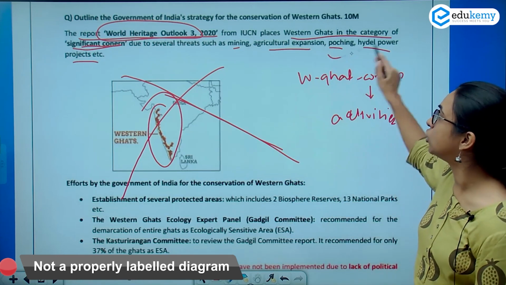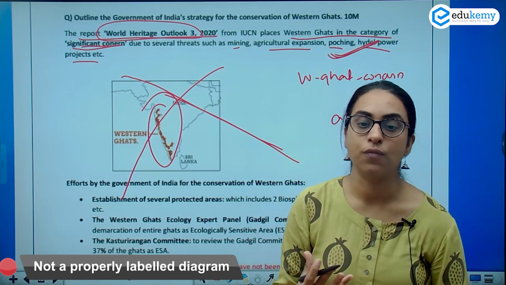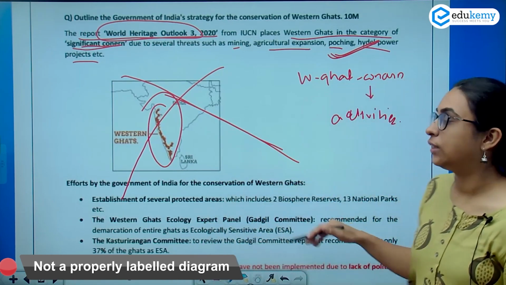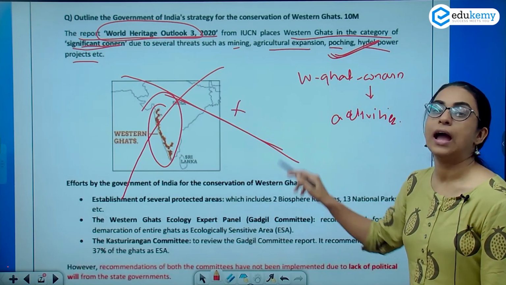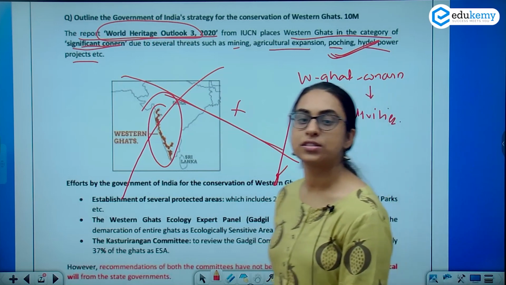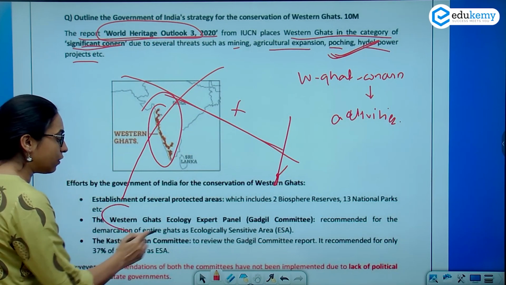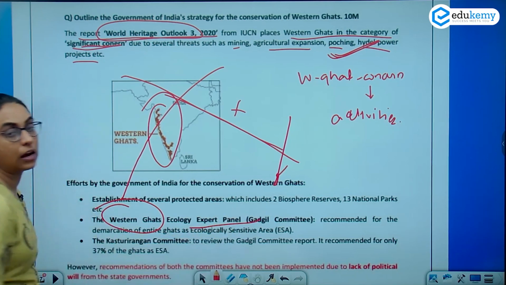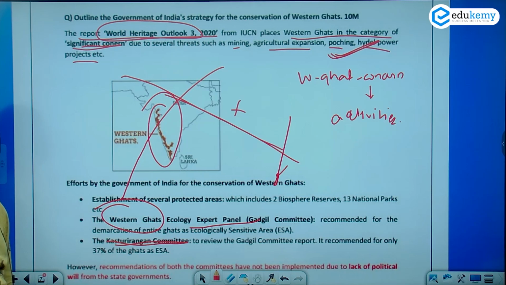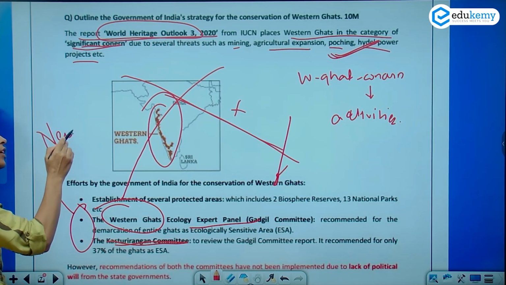So the introduction is fine. The introduction is fine that the report says it is an area of concern and these are the areas of concern. And then you say that, okay, this is the location. And now what are the strategies that the government of India would do? Here also the similar mistake. The person has restricted themselves only to the Western Ghat Ecology Expert Panel Gadgil Committee, and it has restricted to the Kasturi Rangan Committee. This is the reason why, because they have recently read this in news.